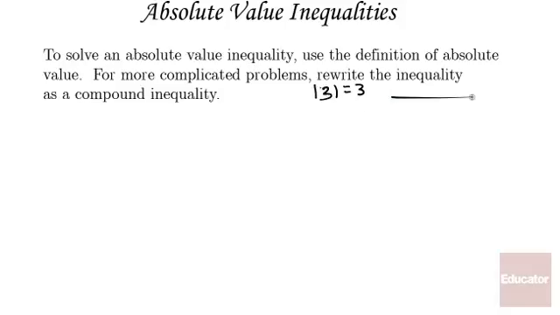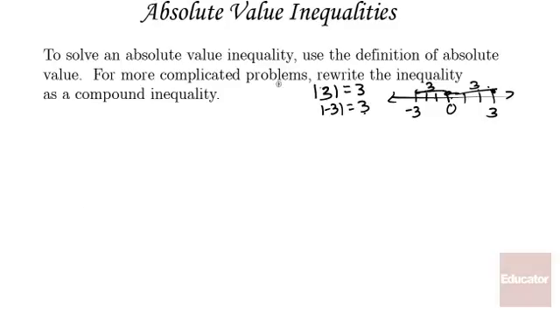So the absolute value of 3 is 3 because the distance between this and 0 on the number line is 3. The absolute value of -3 is also 3 because the distance between -3 and 0 on the number line is 3. So the absolute value of 3 is 3 because it's 1, 2, 3 away from 0 on the number line. The absolute value of -3 is 3 because -3 is also 3 units from 0 on the number line.